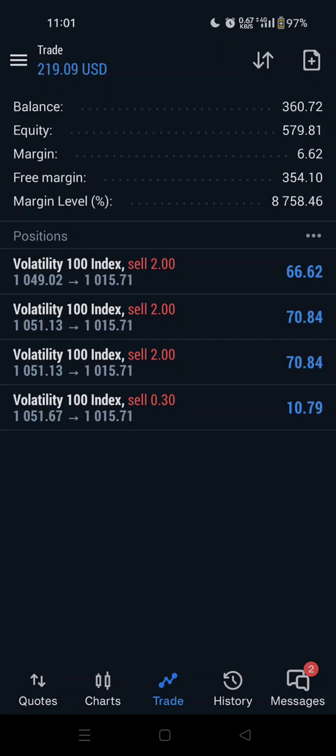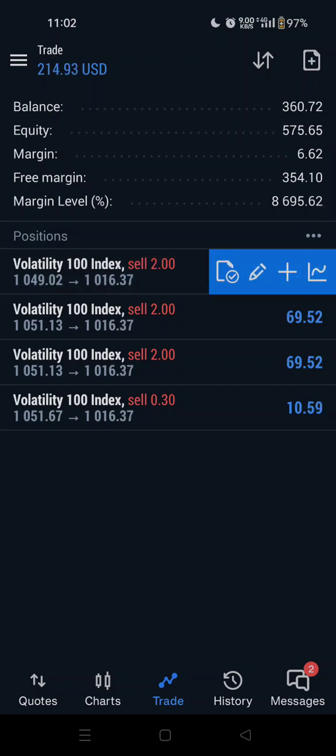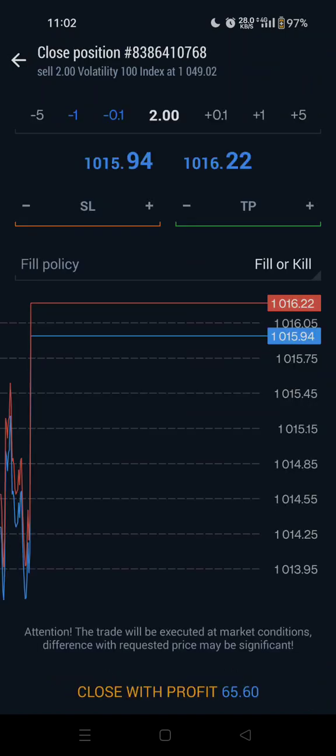Now let's take the first trade. That's the one I opened with 1049, the one where the opening price was 1049.02. Now I want to secure some profit on this one because I'm afraid, hypothetically. So what do you do? You highlight this, select this first one, the one that has the check mark, select it.